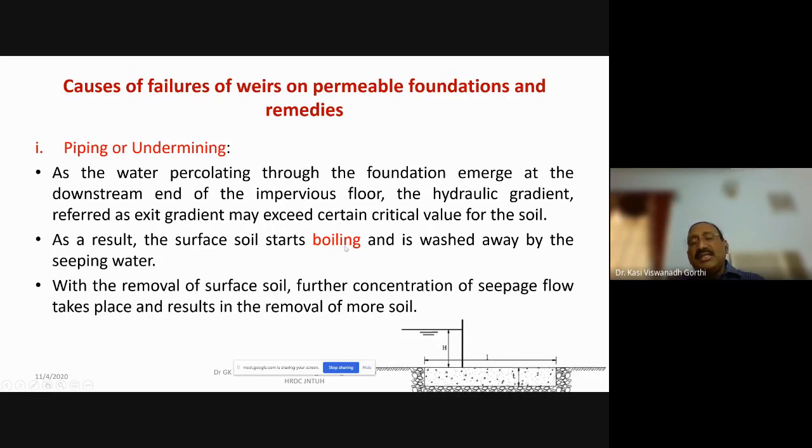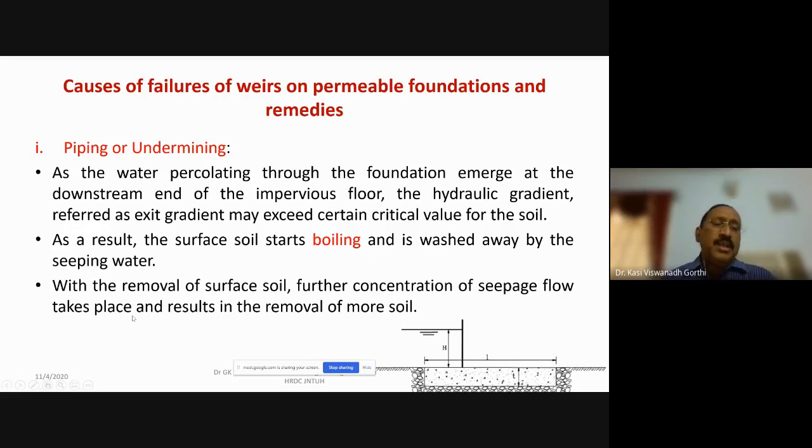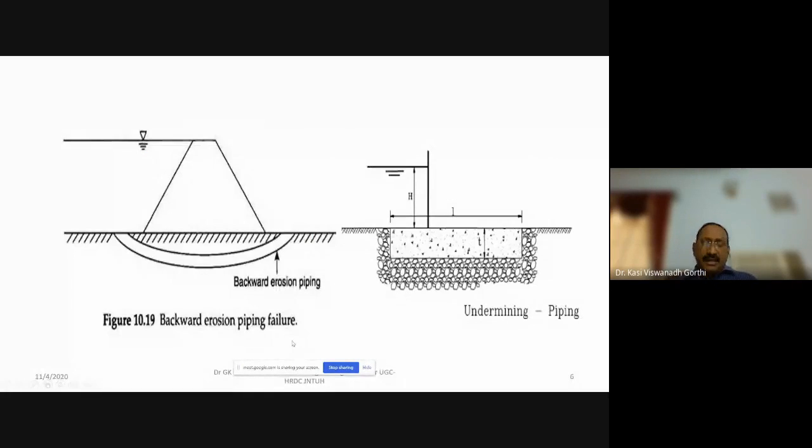Since the soil is getting detached from the floor there, naturally with the flow of water, it will be washed away by this water. Because there is a flow of water, first of all, there is a seepage, because at this downstream portion, the boiling condition may take place for the soil, and the soil particles may be washed off from their original position. So with the removal of this surface soil, further concentration of the seepage flow takes place, and this results in the removal of more soil. So once a small part of the soil particle is removed, quite naturally, it gets exaggerated, it gets enlarged in a shorter span of time.